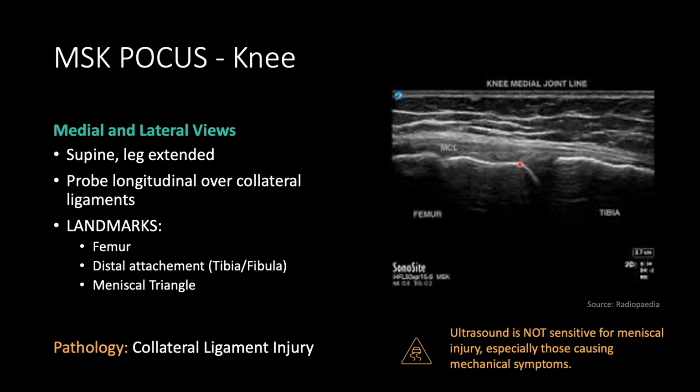It's important to note that although you can see a portion of the meniscus, ultrasound is not sensitive for meniscal injuries, especially those that cause mechanical symptoms, as those do tend to be more of the interior portions of these menisci. And so if a patient's coming in with clicking or popping or catching in their knees, remember that that can involve either of the cruciate ligaments and certainly the interior portion of the menisci. And those are patients that are going to better be evaluated with a CT or more likely an MRI to better characterize their disease.